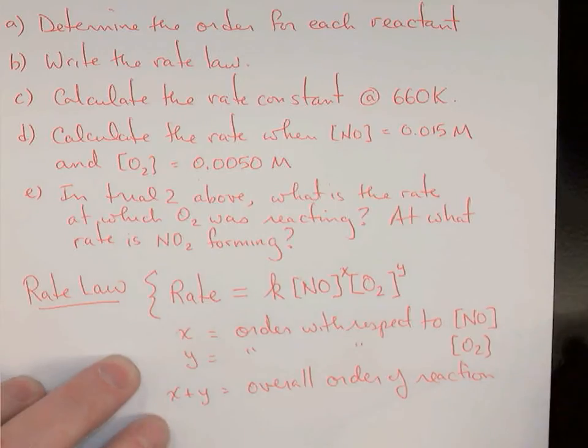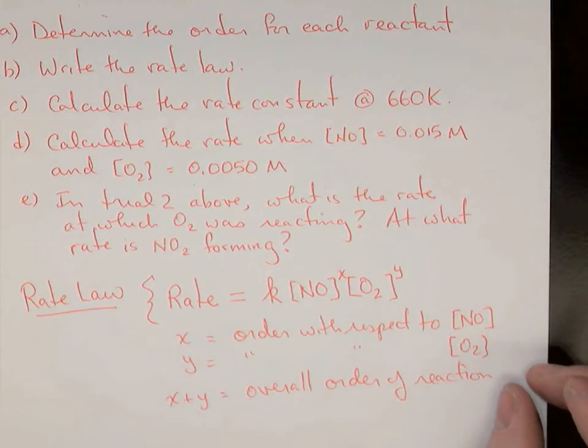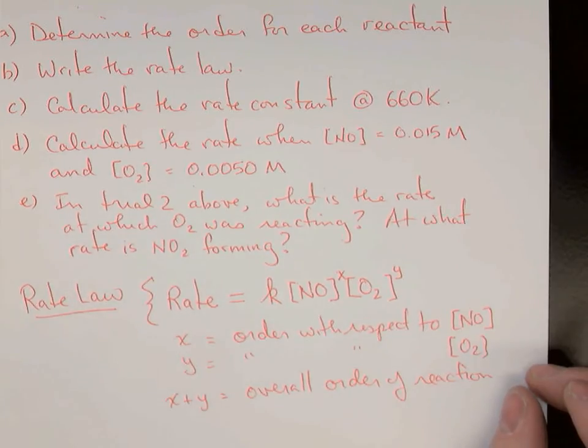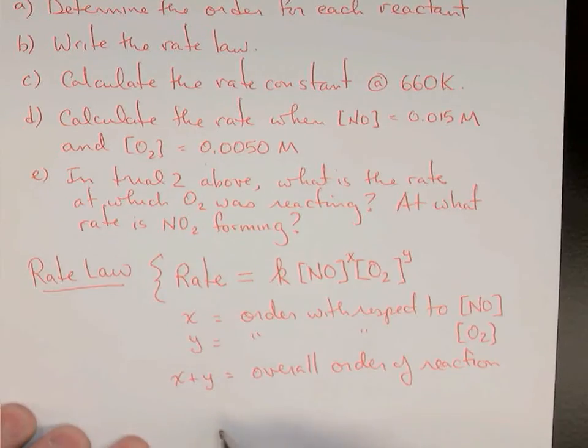So for example, if we find out that X is a 1, then we would say that the NO is first order. If we find out that Y is a 2, then we'd say that the oxygen is second order, and then the overall order of this reaction would be 1 plus 2. It would be third order overall. Within that rate law, there's also that little K, and that's going to be called the rate constant.